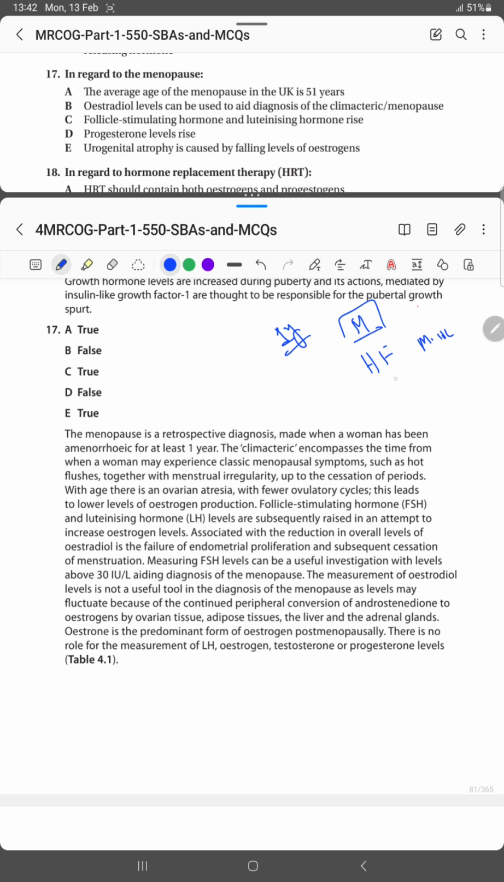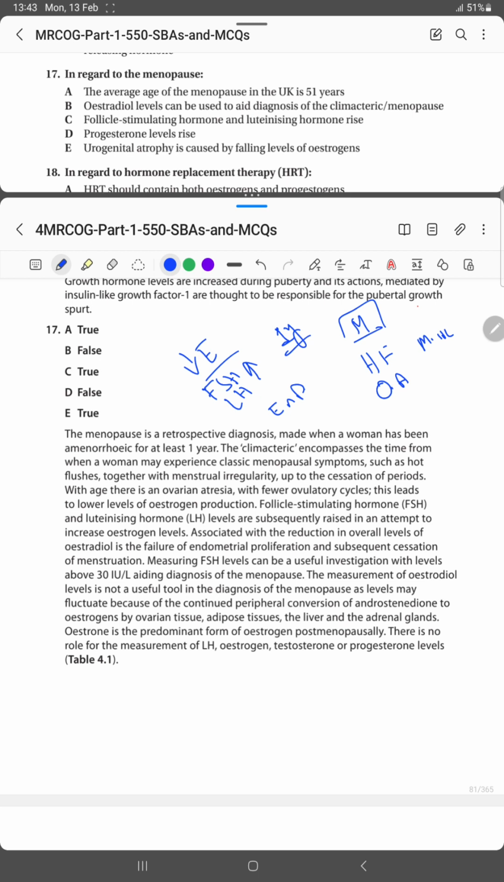With age, there is ovarian atresia with fewer ovulatory cycles, and these lead to low levels of estrogen production. These low levels of estrogen are going to stimulate the follicle stimulating hormone and luteinizing hormone levels. They are then going to increase in order to compensate for the decreased estrogen levels. Associated with the reduction in overall levels of estradiol, there will be failure of the endometrial proliferation and subsequent cessation of the menstrual periods.